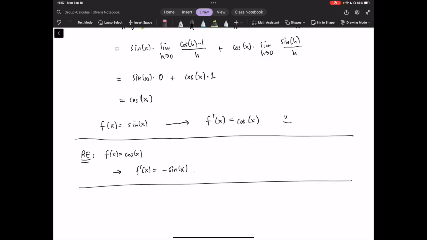Okay, so recommended exercise, that's what RE means. Recommended exercise, make sure you can do this one, work out all the details, and I'll see you guys in the next lecture.